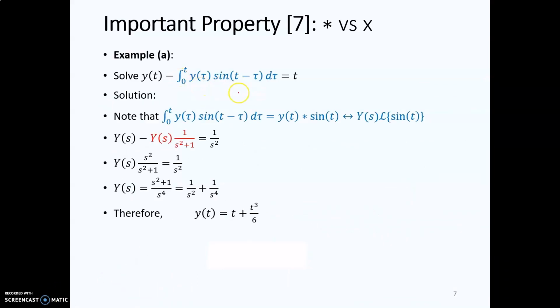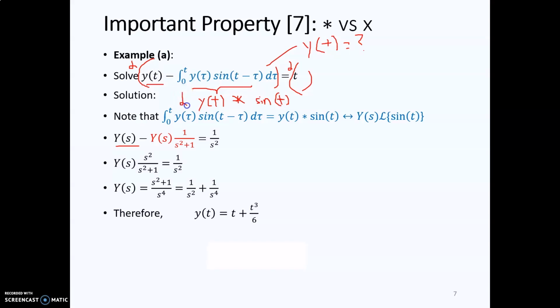In this equation, we are going to find what is y(t). So to find the solution for y(t), we can take the Laplace transform on both sides. So the Laplace transform for y(t) gives you capital Y(s). So if we look at this term, it is the convolution between y(t) convolved with sin(t).